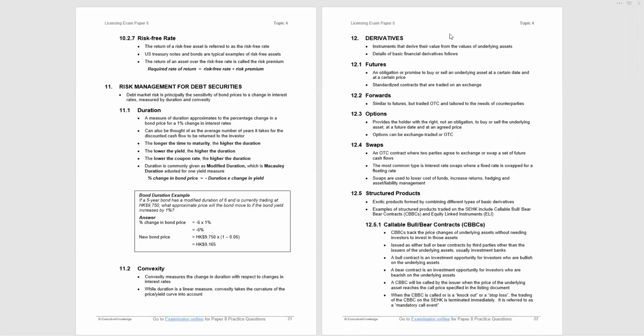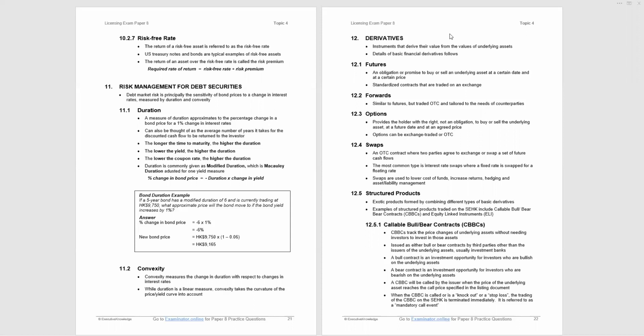Now, there's no way around it. You just have to remember those relationships. It can be examined through a narrative question using those terminologies, or they'll give you some bond characteristics, coupon, yield, time to maturity, and they're going to ask you which bond has got the highest bond price sensitivity. In other words, the one with the highest duration.